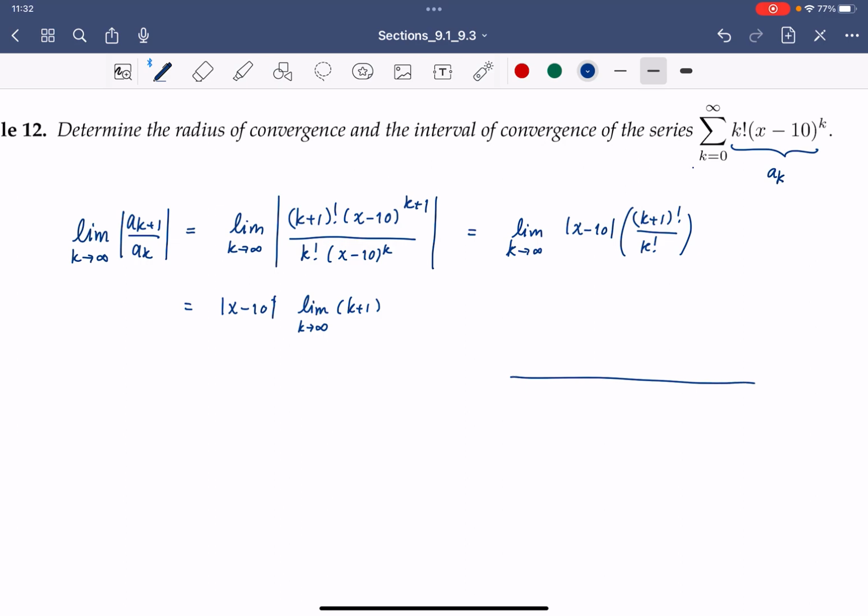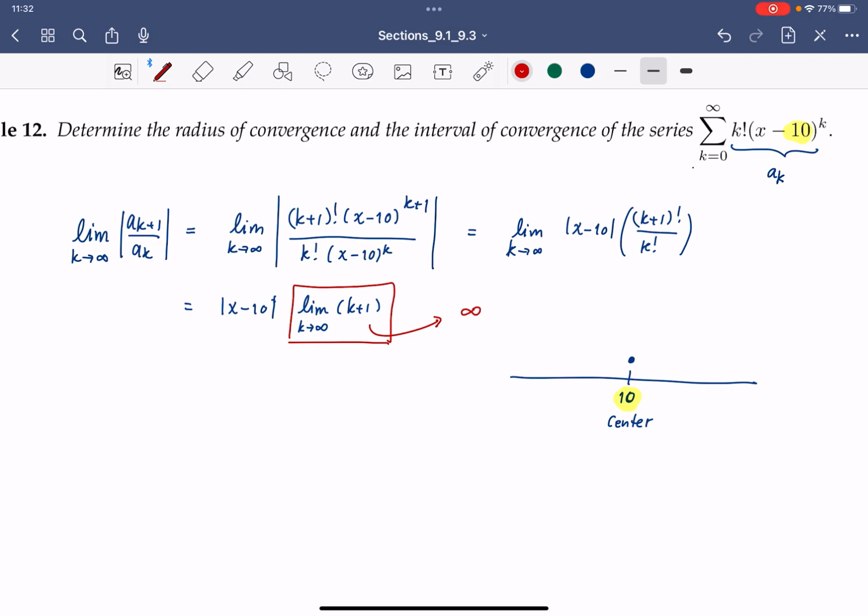So now you know that the center of this power series is 10, because this is actually the center. It's for sure going to be convergent at 10. So what is the radius here? Taking a look at this, the limit of k+1 where k goes to infinity is actually infinity, right? So it means there's no way this is going to be less than 1.